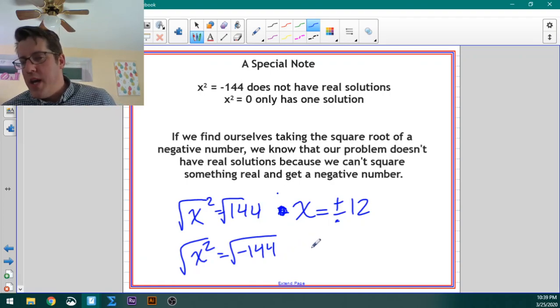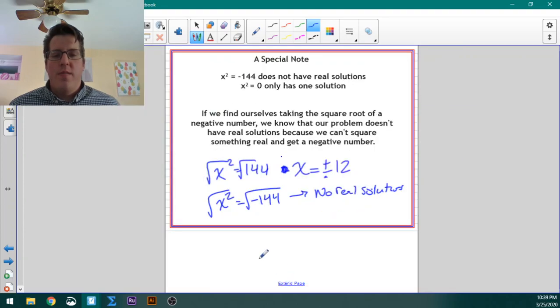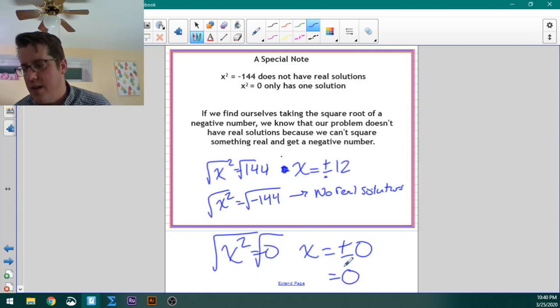You might look at that and say, well, why not do a positive times a negative? Well, because squaring means multiplying something by itself. They have to be the same. Okay, so this situation is going to give us no real solutions. Just one quick note. If I have x squared equals 0, and I take the square root of both sides, that's going to give me x equals plus or minus 0, but 0 is neither positive nor negative, so that's just 0. Not negative 0, not positive 0.